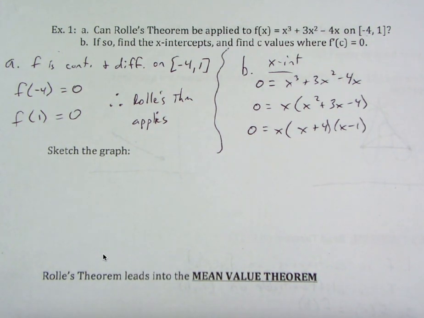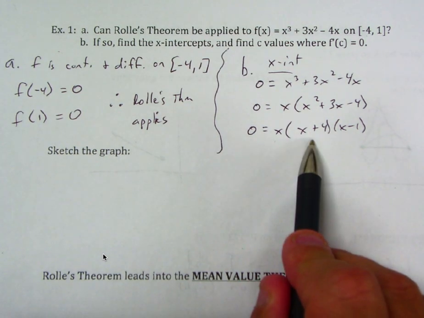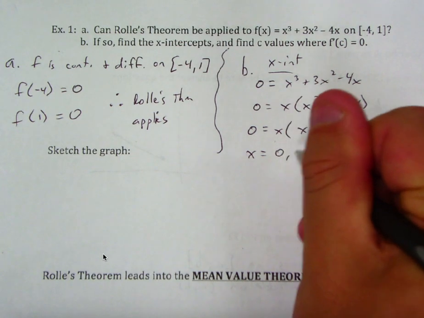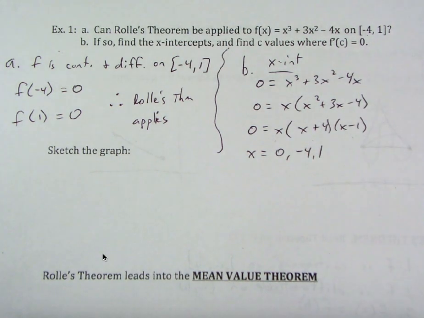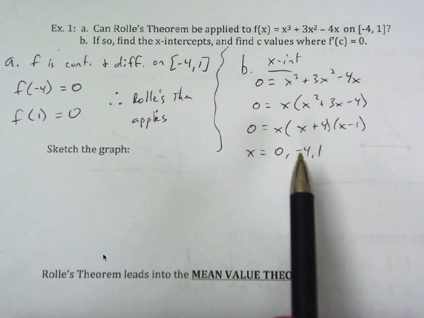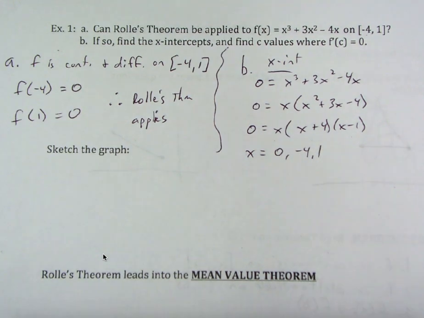That gives us x-intercepts of 0, negative 4, positive 1. Those are our x-intercepts. And where we're headed with this, just so you know what we're trying to do, we're going to try to sketch this graph right here. That's what we're after. We're going to try to sketch the graph of this function. And now we know it's going to hit the x-axis at these 3 values.